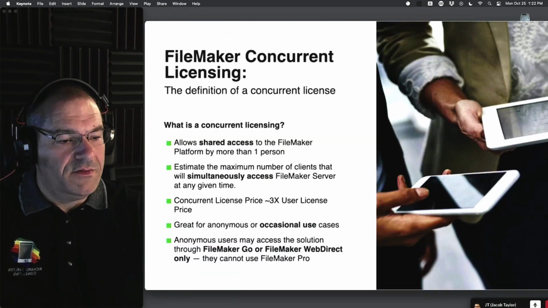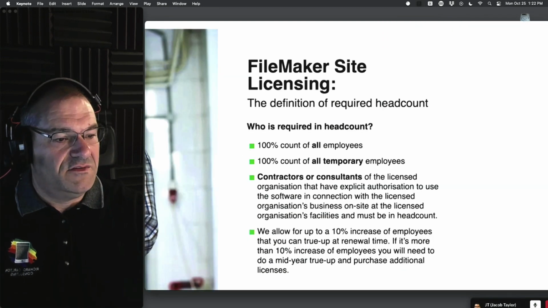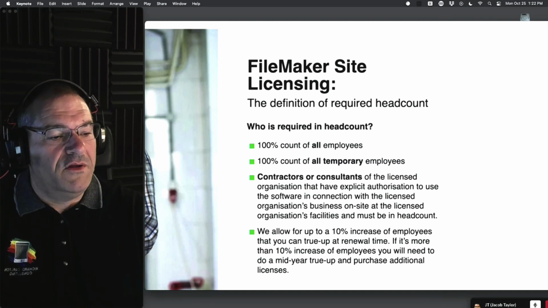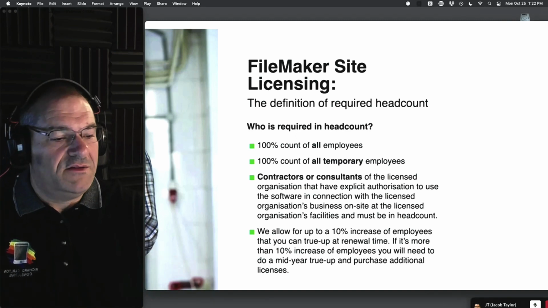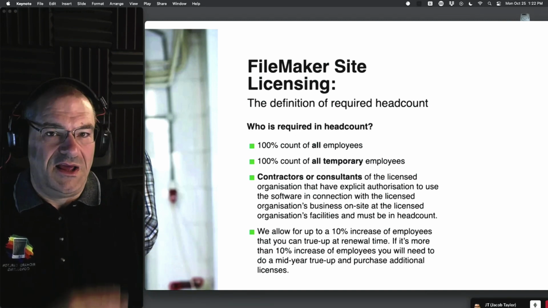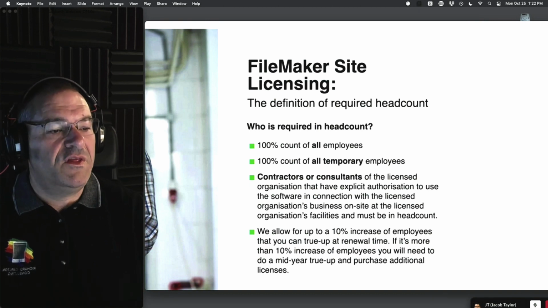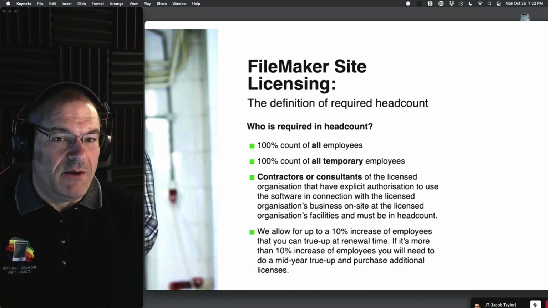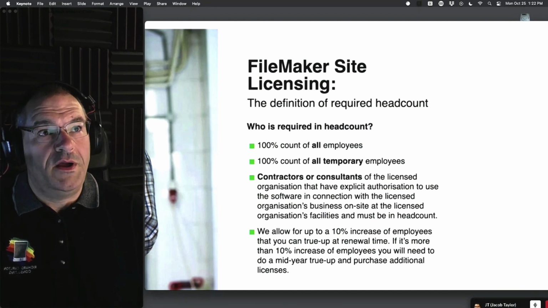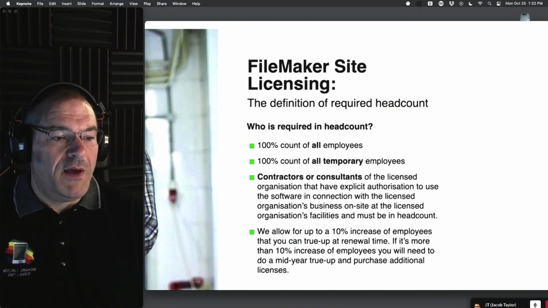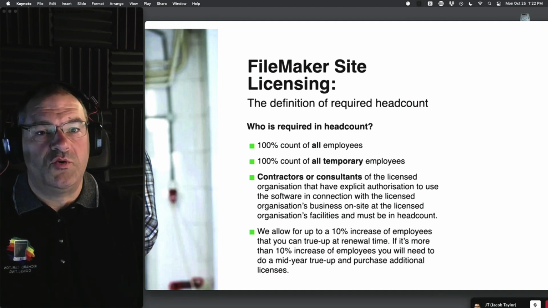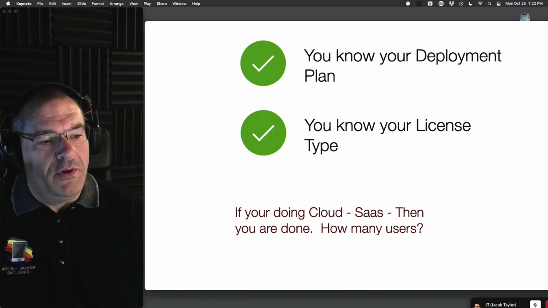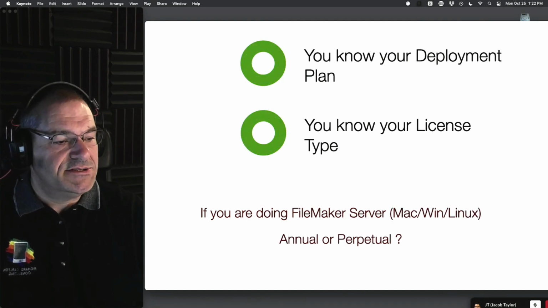And then we've got, we talked about this, the site license, basically 100% count of all employees, 100% count of all temporary employees. If they're digging ditches out in the desert, it doesn't matter, right? Because you're going to get a cheaper price, right? So this is like user licensing, except that they don't really care about the names of the people at this point. If you buy a 25 pack or 30 pack, typically you can get site licensing starting at about 25 seats. So you have to know basically your deployment plan first, and then you're going to pick your licensing type, right?